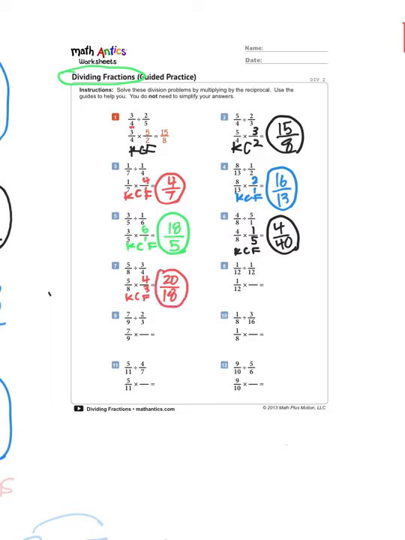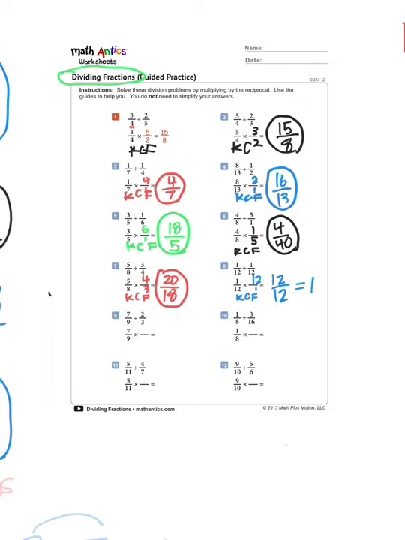Number 8, 1/12 divided by 1/12. Here, we're going to keep 1/12. We change division to multiplication. And now we're going to find the reciprocal of our second fraction, which is 12/1. 1 times 12 will give us 12. And 12 times 1 will give us 12, which is equal to 1 whole.